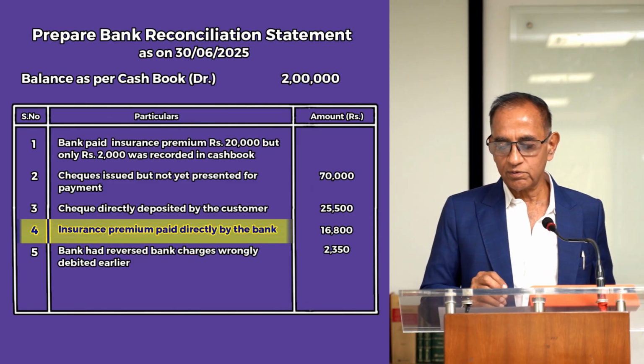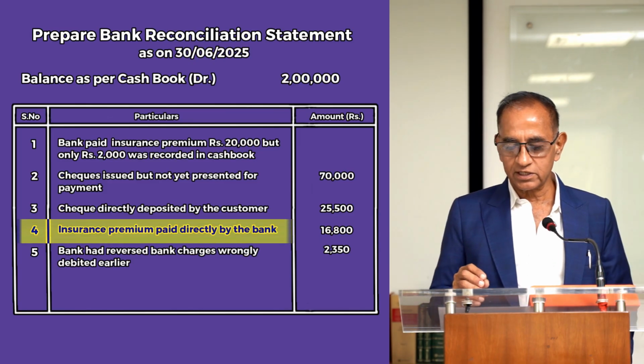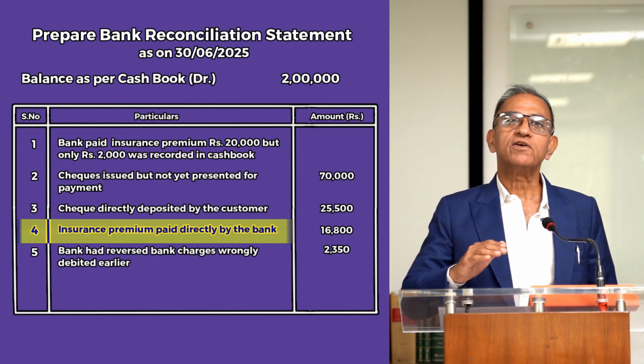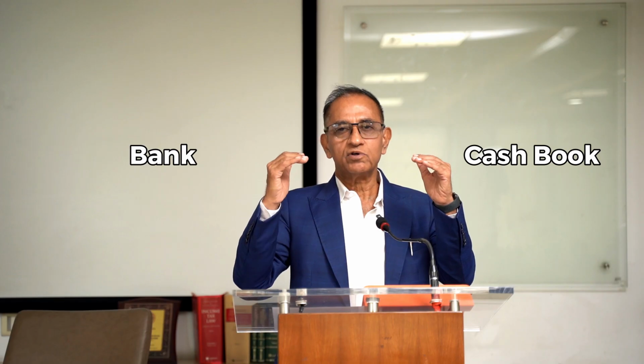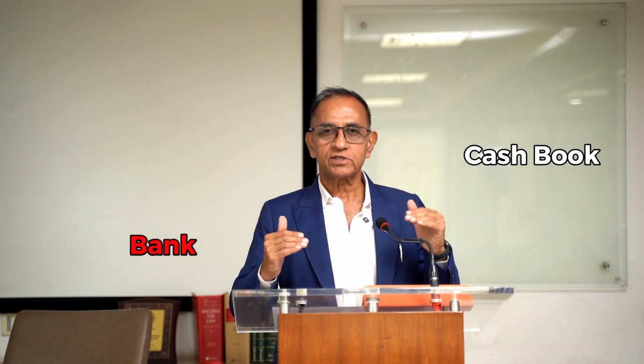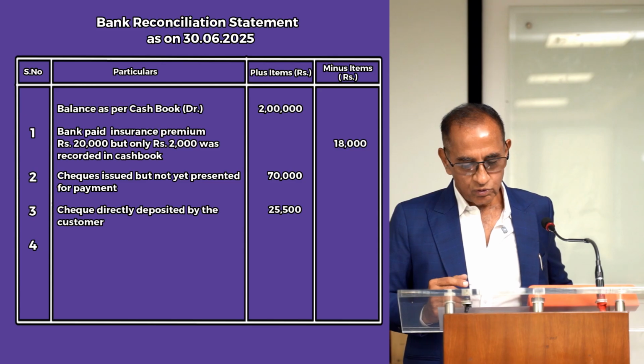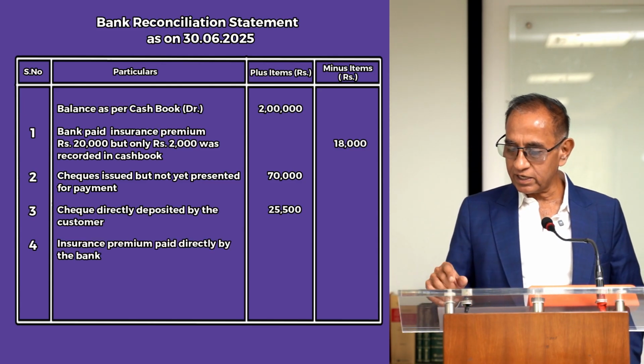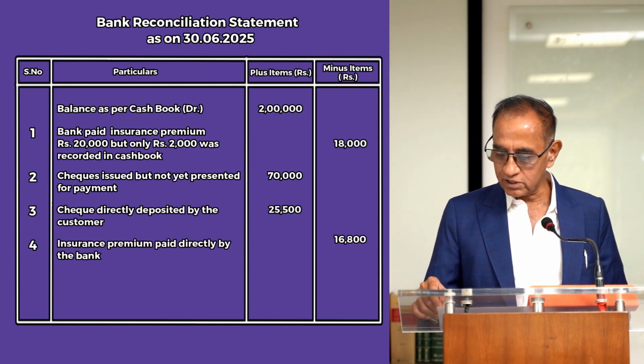This is similar to the first we were discussing, but first I had recorded 2,000. That was a mistake. So now in this particular case, insurance premium paid by the bank is 16,800. Now this would be a difference only if I have not recorded this, right? So cash book balance, bank book balance, bank has reduced the balance by 16,800 because they paid the premium. I have not recorded. So this I am starting with cash book. So this becomes a minus item. So insurance premium paid directly by the bank, I'll write 16,800 rupees in the minus item.